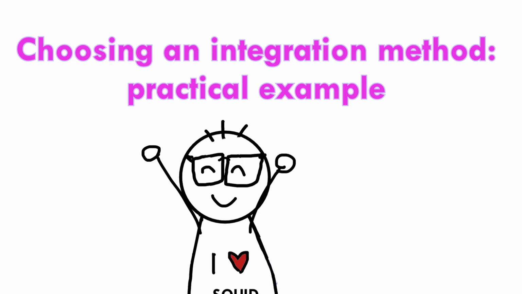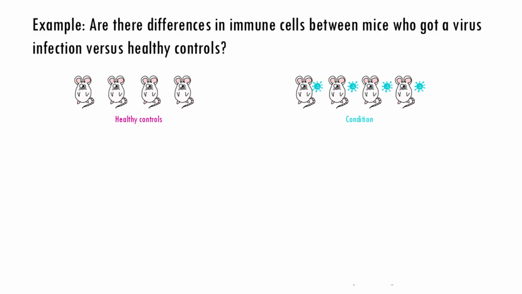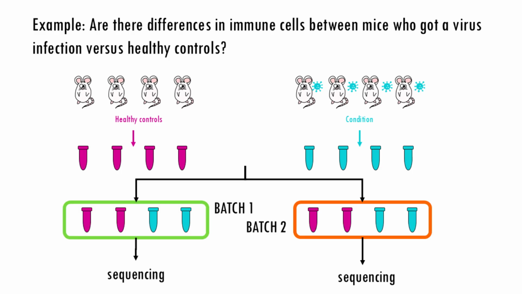Let's say we have a simple integration task where we want to see whether there are differences in immune cells of mice that have had the flu versus healthy controls. So we have several donors of mice in each group, control and condition. We take blood samples, and because of whatever reason, maybe time constraints or maybe the sequencers can only take a certain number of samples at a time, we sequence them in 2 batches.